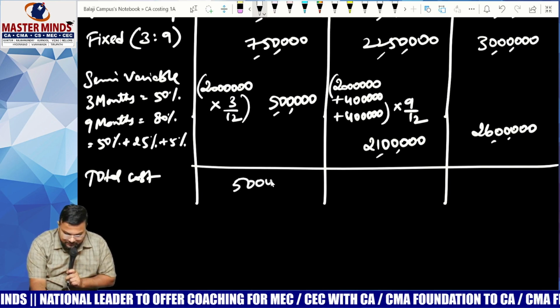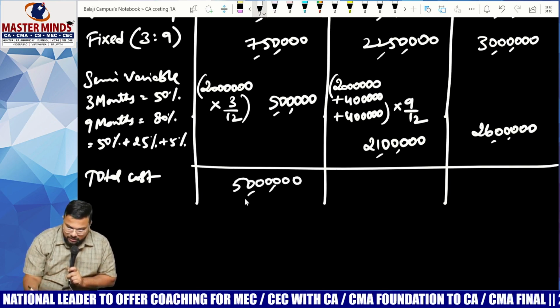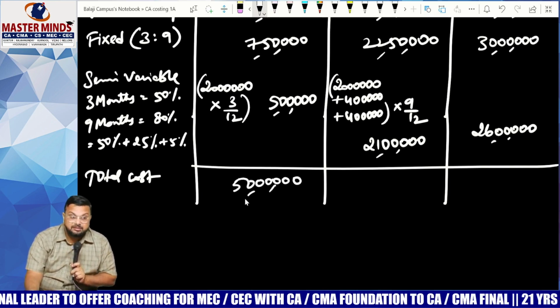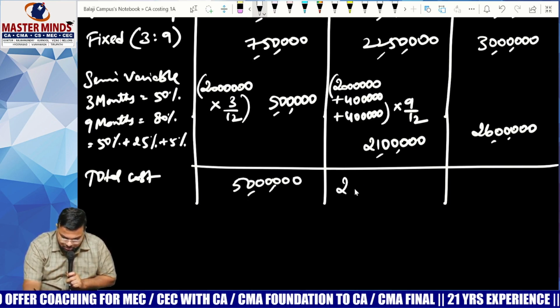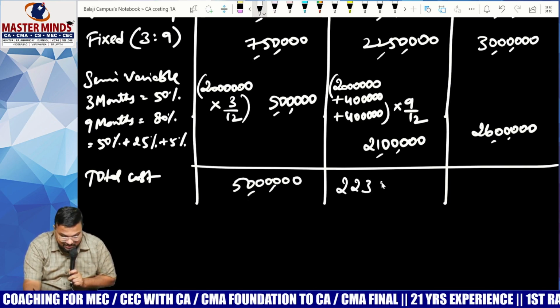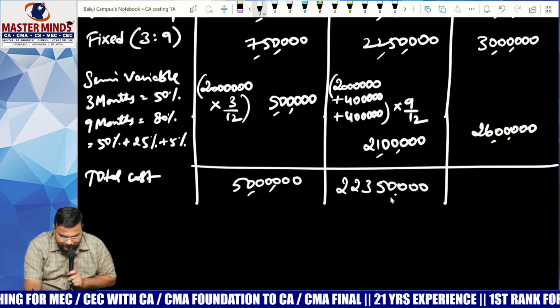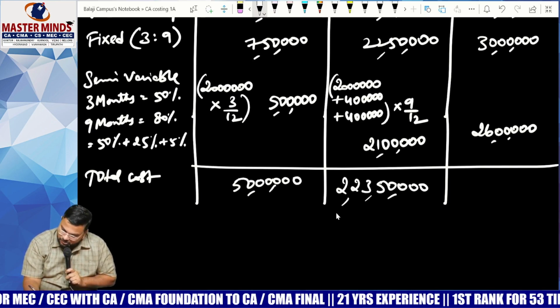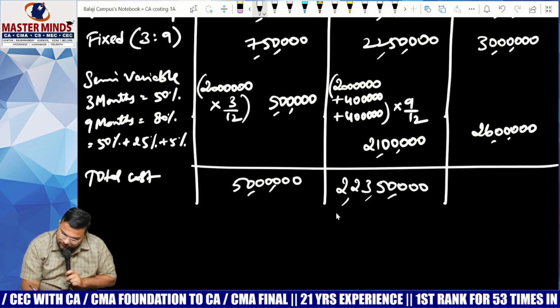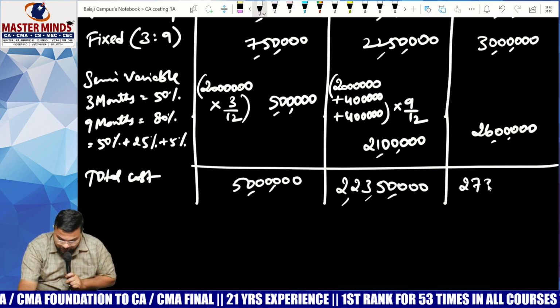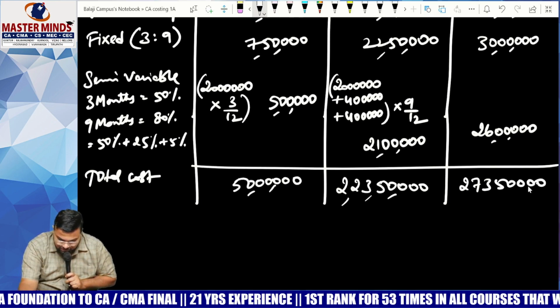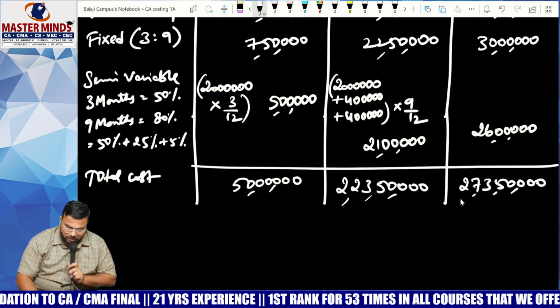50 lakhs. For 9 months, 2 crores, 23 lakhs, 50,000. So 2 crores, 73 lakhs, 50,000. Okay, that is your total cost.